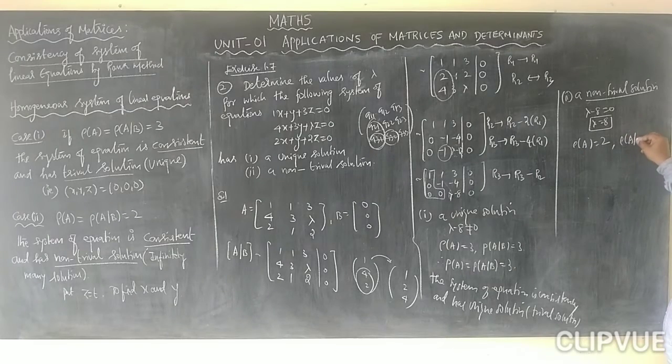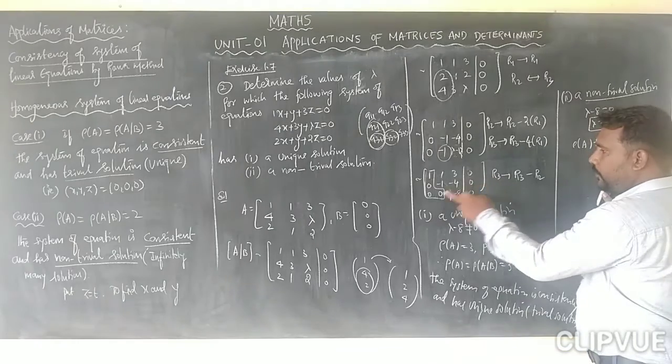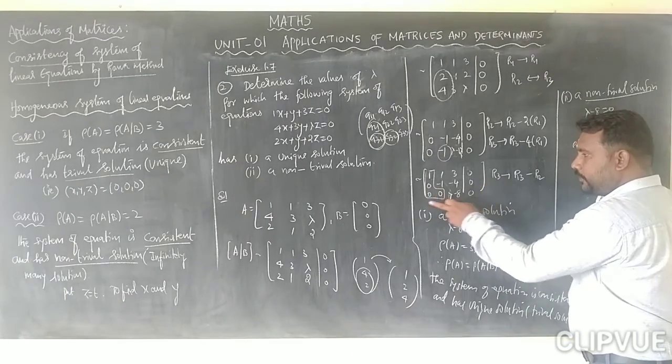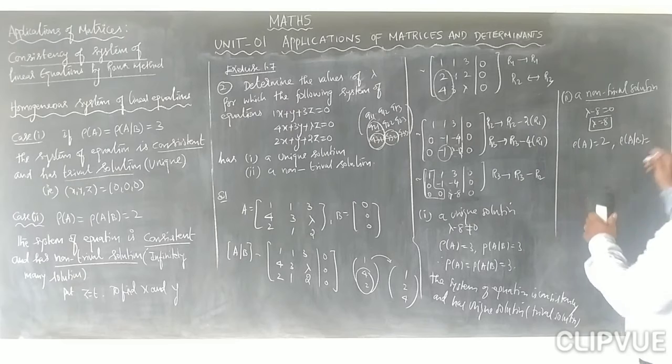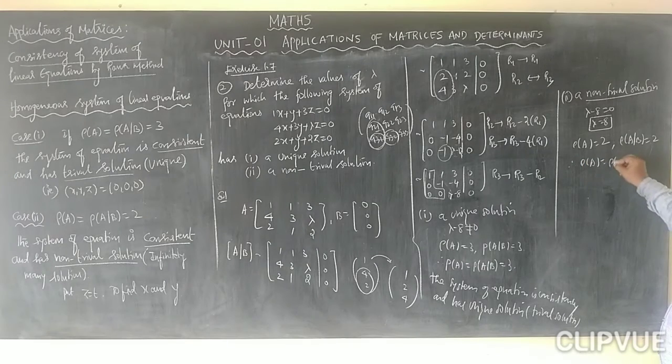Next, P of A difference B. Rank 1, rank 2. This element is not here. Therefore, 0. Rank 1 and then rank 2. Okay. Therefore, P of A equal to P of A difference B equal to 2.